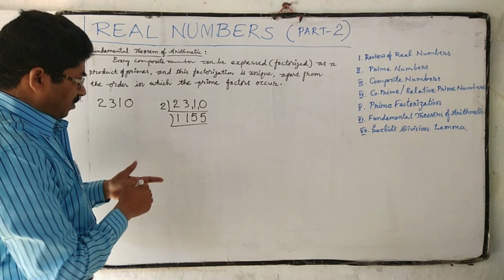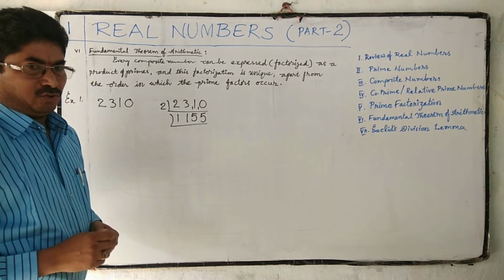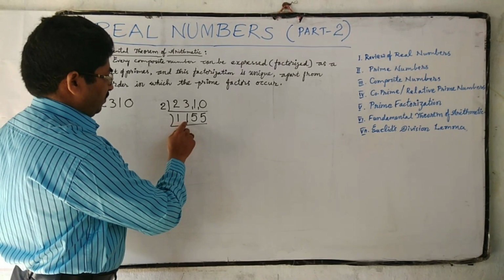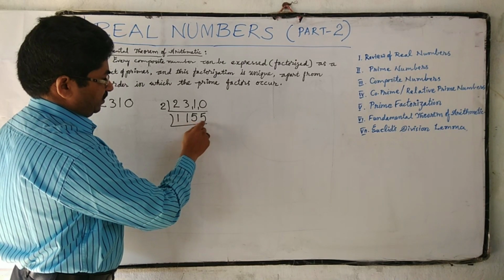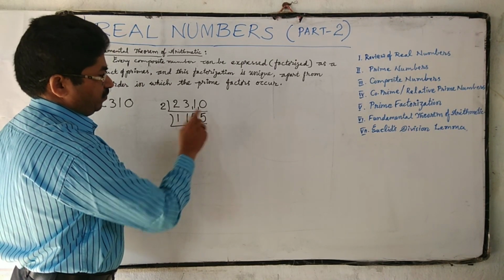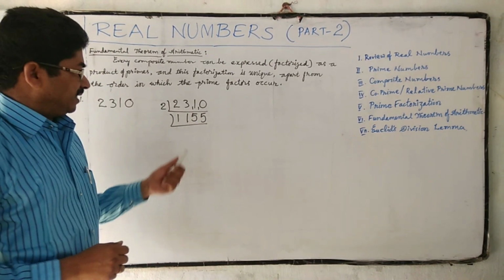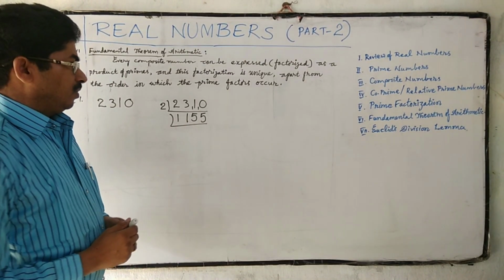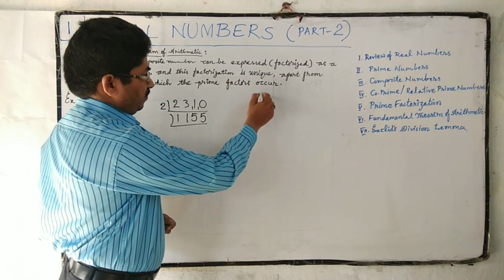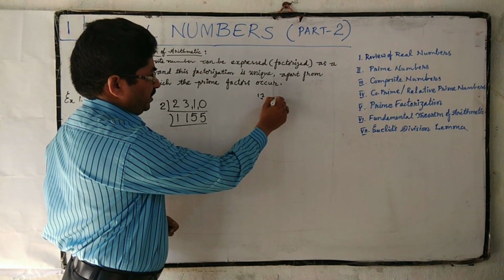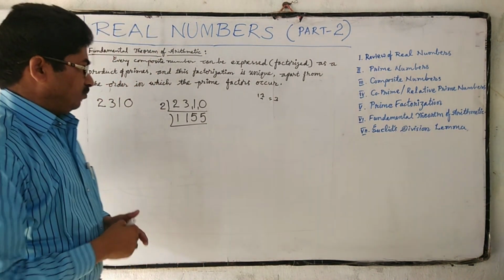Next, this is an odd number, not divisible by 2. That's why 1 plus 1 is 2, 2 plus 5 is 7, 7 plus 5 is 12. So the sum of the digits is 12. 12 means 1 plus 2 is 3, digital root 3. So that's why it is divisible by 3.